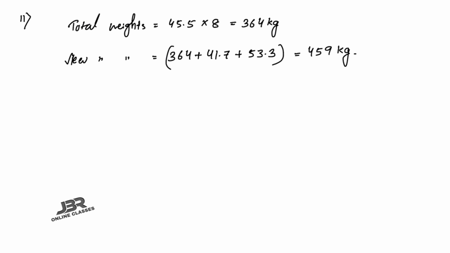So now the total number of students is 8 plus 2, that is equal to 10. So the new mean weight is 459 divided by 10, and it's 45.9 kg as your answer.